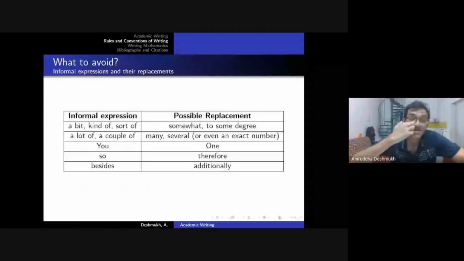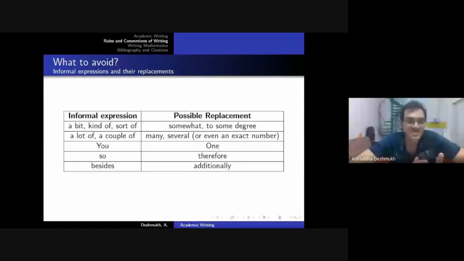Now, the common informal expressions and how to replace them are as follows. Suppose the informal expression which you want to replace is a bit, kind of, or sort of, then you can write somewhat, or you can specify the degree to which that particular thing happens. And similarly, if you want to replace a lot of or a couple of, you can use many and several. And this is, of course, not an exhaustive list.